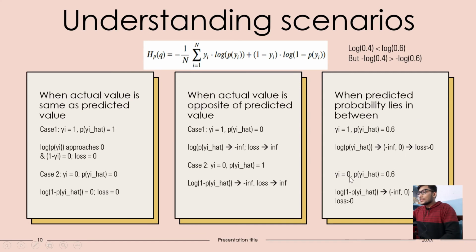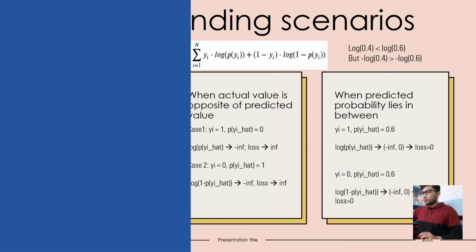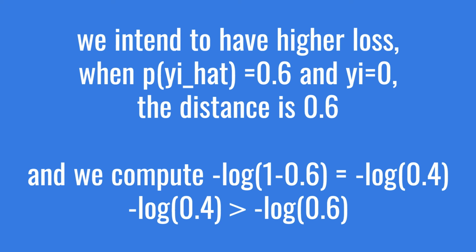If you see, yi is 0, p of yi hat is 0.6. Your log of 1 minus p of yi is 0.4. You are 0.6 away from your class 0, the class that you wanted to predict, but you are only 0.4 away from the positive class. So when you apply this negative sign, you get that difference. You get the difference of how far apart your probability is from the actual outcome.